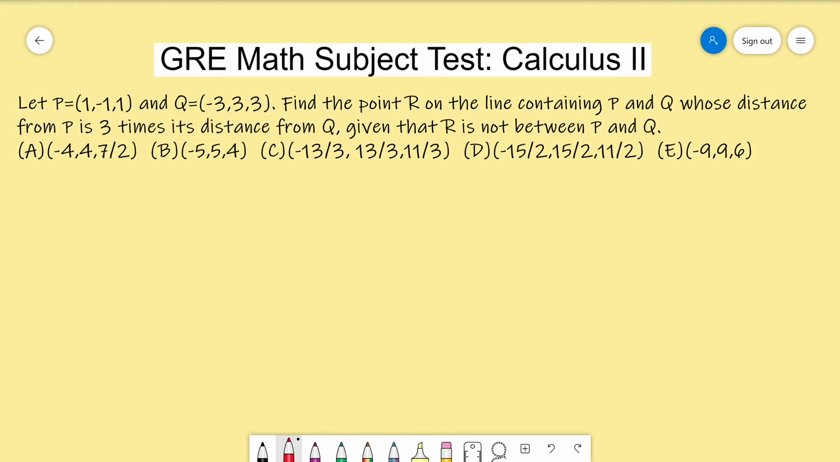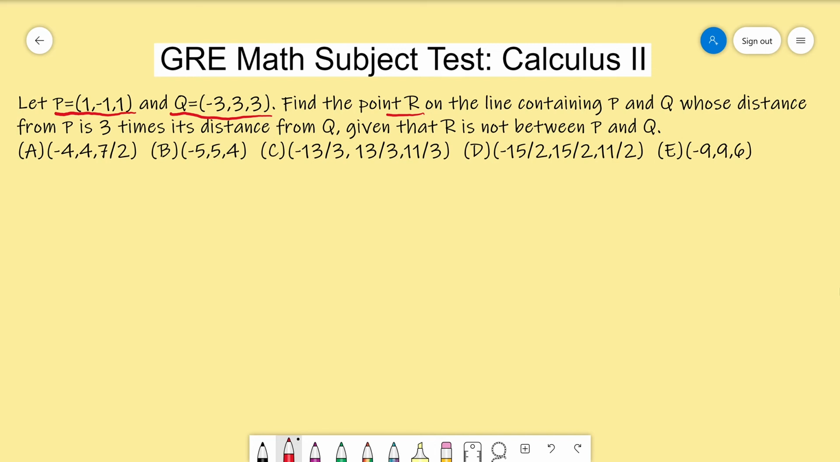So this question tells us that there are 2 points, P and Q. These are their coordinates. And we want to find a point R on the line containing P and Q whose distance from P is 3 times its distance from Q, given that R is not between P and Q. So it helps to draw a picture.